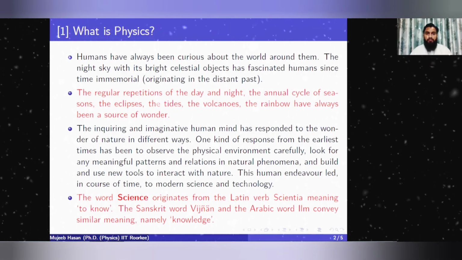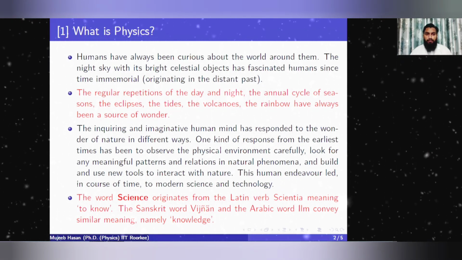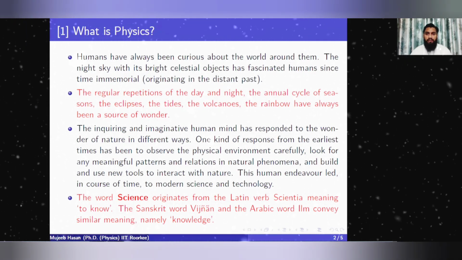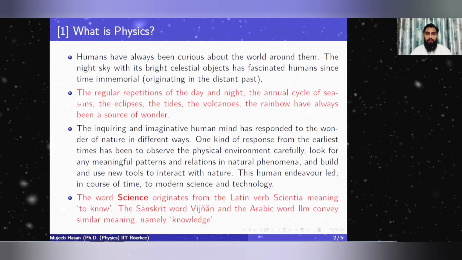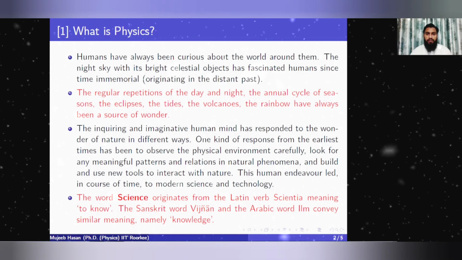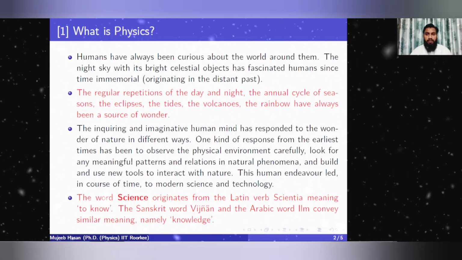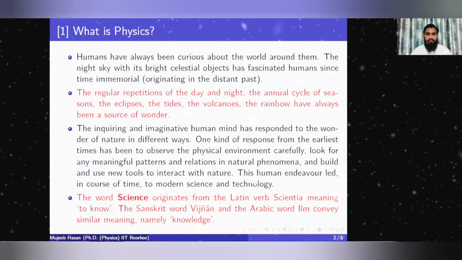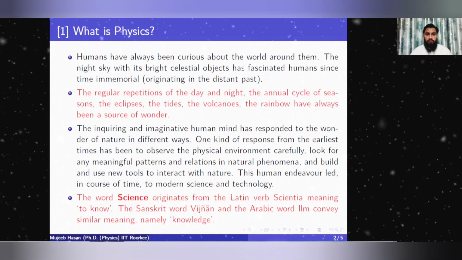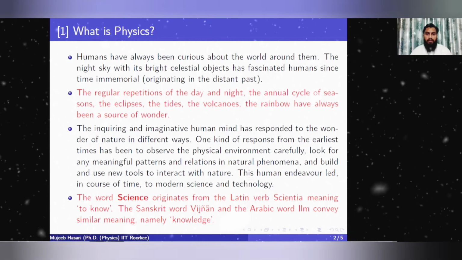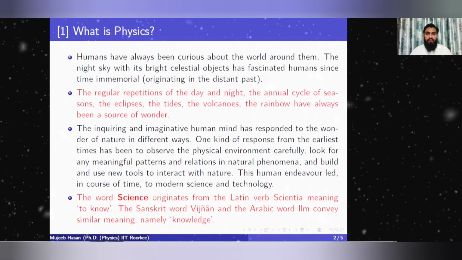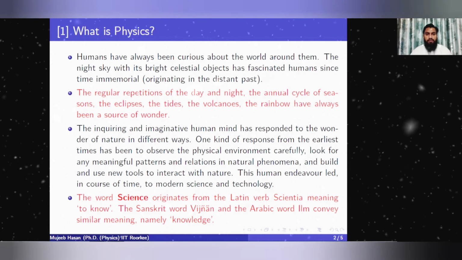So humans have always been curious about the world around them. The night sky with its bright celestial objects has fascinated humans since time immemorial. The bright celestial objects here mean the objects that are available in the observed universe, just like our solar system, sun, moon, etc. The regular repetitions of the day and night, the annual cycle of the seasons, the eclipses, the tides, the volcanoes, the rainbows have always been a source of wonder.